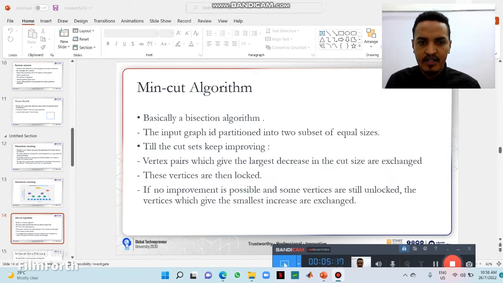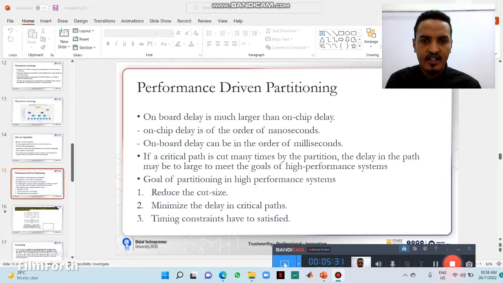The min-cut algorithm is basically an algorithm to partition the input into two sub-partitions of equal size. It keeps improving the cut, swapping vertices and locking them. If no improvement is possible, stop. This is the performance of partitioning. One board delay is much longer than one chip delay; one chip delay is under one nanosecond, while on board it is in the millisecond range. This is the goal of partitioning for high performance systems: reduce the cut size, minimize the delay, and ensure critical path timing constraints are satisfied.